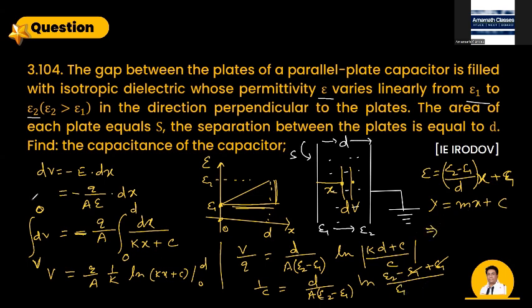So what is the final answer? Because it is 1 by C only, C is equal to A, epsilon 2 minus epsilon 1 in brackets, divided by d, ln epsilon 2 by epsilon 1. So this is the final answer. Please copy it and try to understand how I have put the approach.